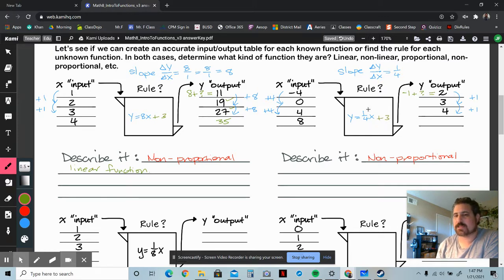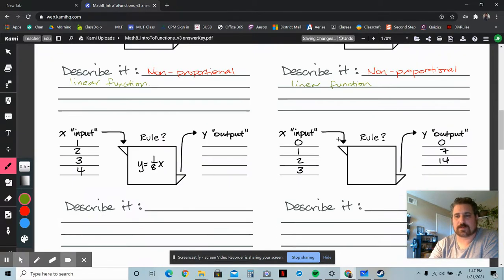So it looks like this is the linear function rule that we're working with here. 0 times 1/4 is 0. 0 plus 3 is 3. Works. 4 times 1/4 is 1. 1 plus 3 is 4. It works. So we now know it's a function. It's working for the entire thing. And 8 times 1/4 is 2 plus 3 is 5. So now we've filled everything out. We can say that this is also a non-proportional linear function. Okay, let's go to the next one.